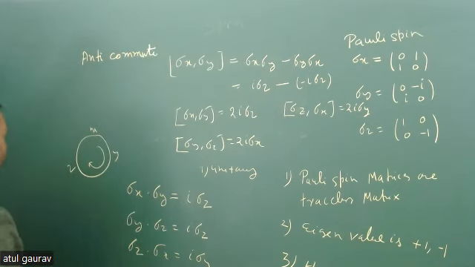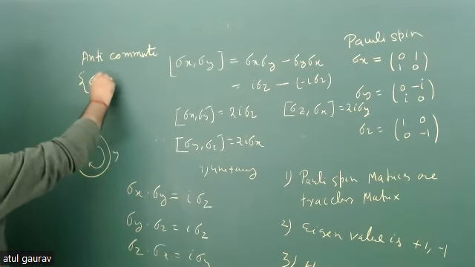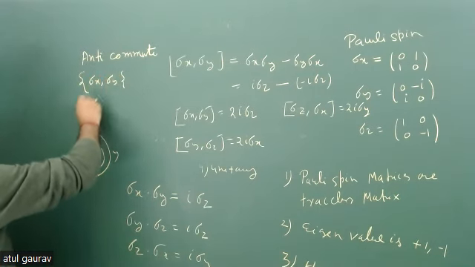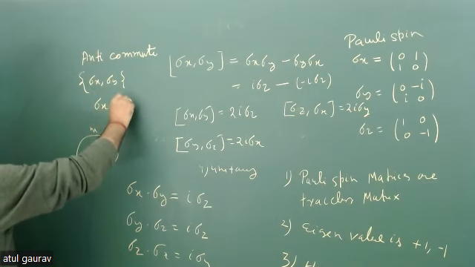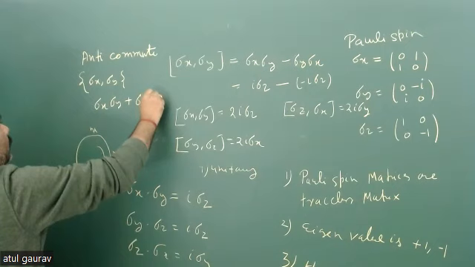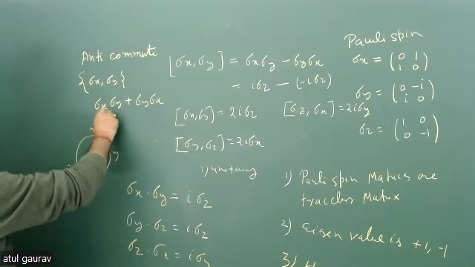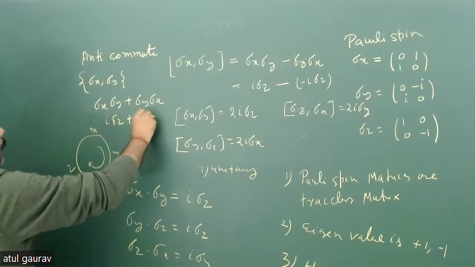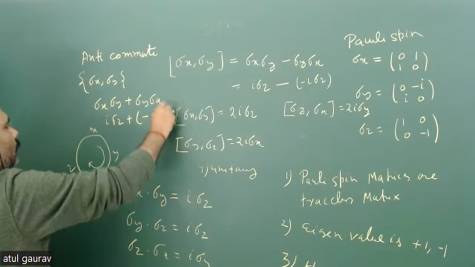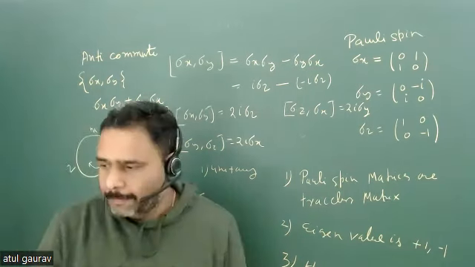If you are talking about anti-commutation, you can use another notation. What is the anti-commutator? You write sigma x sigma y plus sigma y sigma x. And we know this value is equal to i times sigma z plus minus i times sigma z, so this is nothing but the zero matrix.